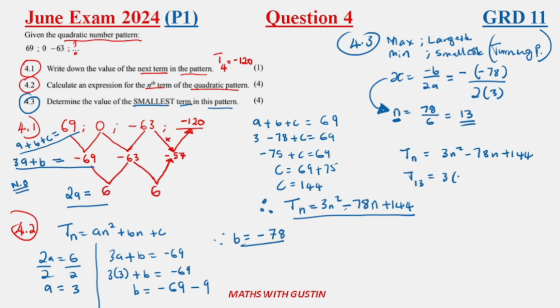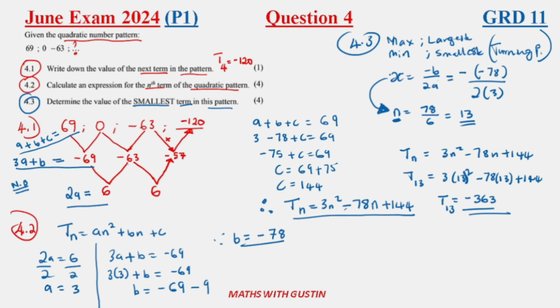So it's going to be 3 times 13 squared minus 78 times 13 plus 144. So T13 is going to give us how much? Let's press our calculator, and it is giving us negative 363. Right, and that's how you would deal with a question like this one.